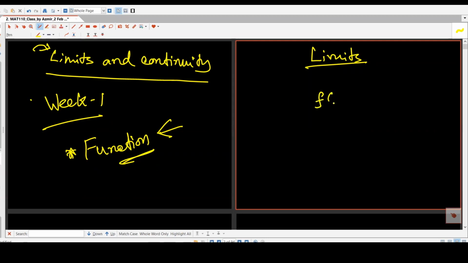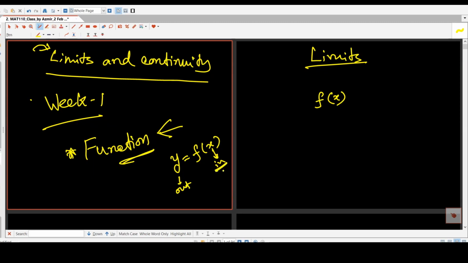Let's say we have a function f of x. We are discussing a single variable function y equals f of x, where x is the input and y is the output. The number of inputs is only 1. Based on this number of inputs, we can say that it is a single variable function. How many inputs do we have? We have a total of 1 input.